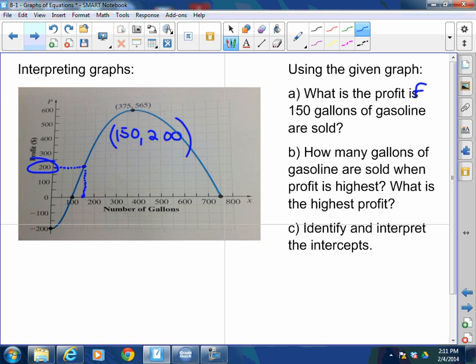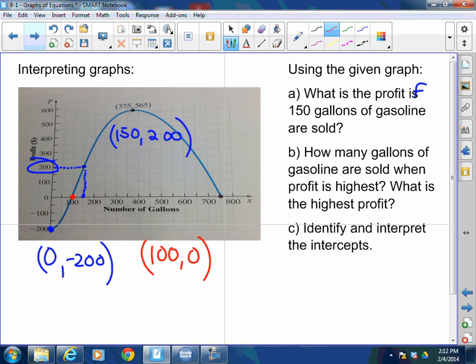Okay, there's 3 intercepts here. There's this y-intercept, which is 0, negative 200. What does that mean? That if I produce 0 gallons, I lose $200 million. You hear me? How about, I'll do this one in red so you can see what I'm talking about. How about this intercept? That's my x-intercept. 100, comma 0. What does that mean?